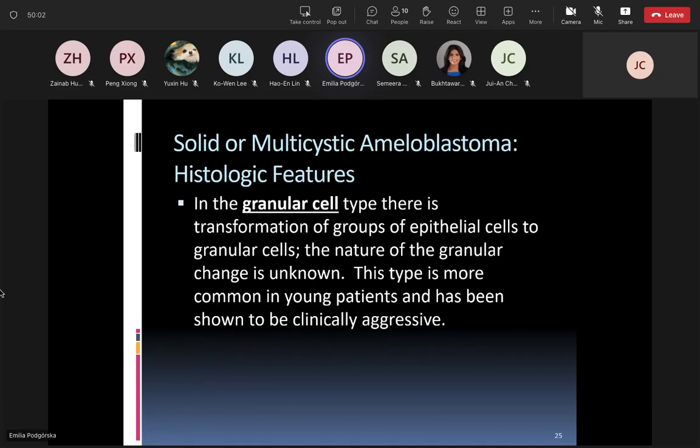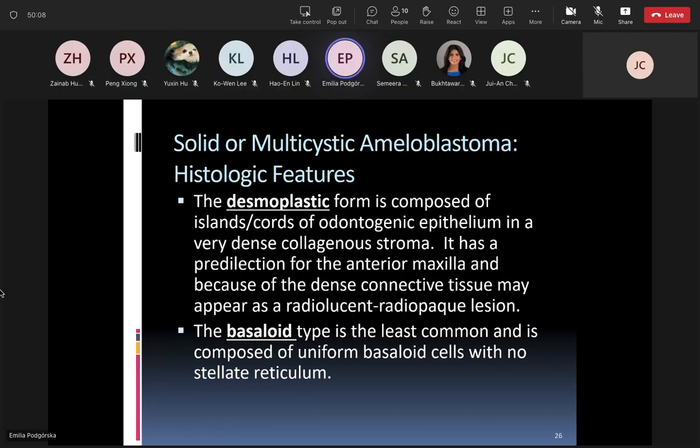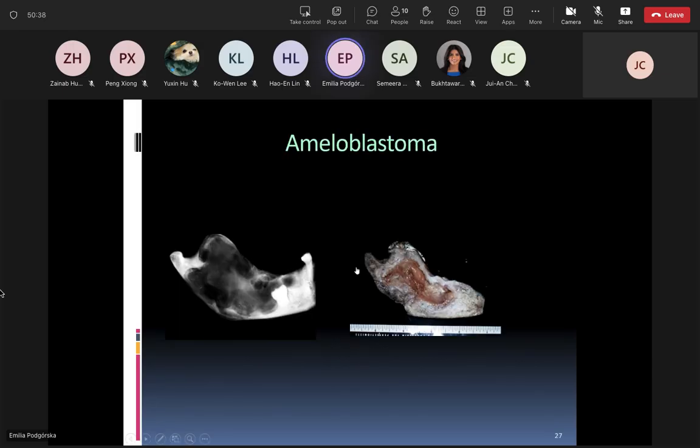This type is more common in older patients and has been shown to be clinically aggressive. The desmoplastic form is composed of islands of odontogenic epithelium in a very dense collagenous stroma. It has a predilection for the anterior maxilla, and because of the dense connective tissue, may appear as a radiolucent-radiopaque lesion. The basaloid type is the least common and is composed of uniform basaloid cells with no stellate reticulum. You can see on the picture an ameloblastoma.